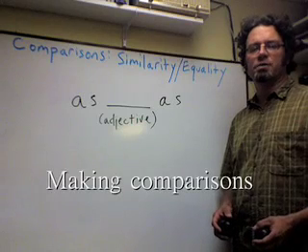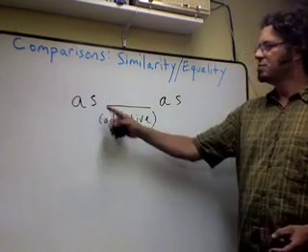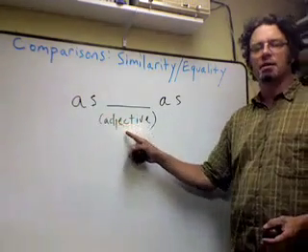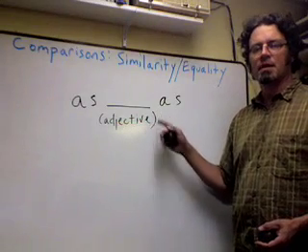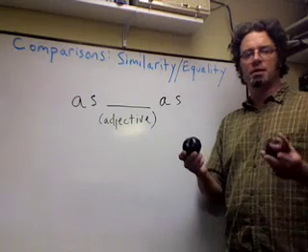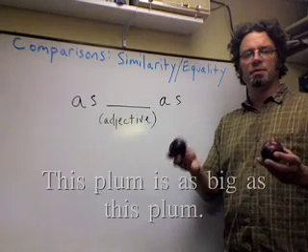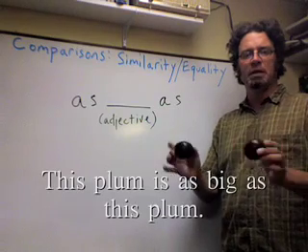There are other ways to make comparisons in English. One way is to use as, the adjective, and as. If two things are equal, you can say, for example, this plum is as big as this plum.